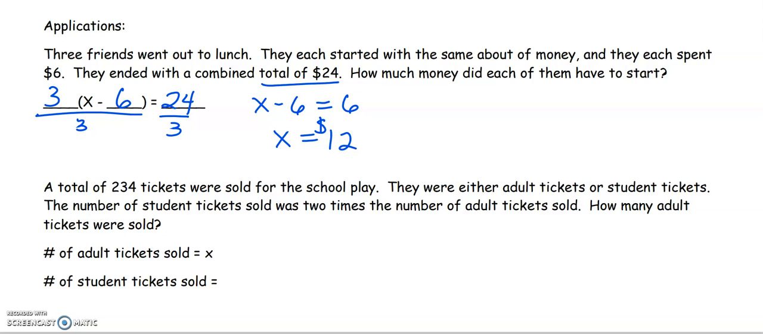The next word problem says a total of 234 tickets were sold for the school play. There were either adult tickets or student tickets. The number of student tickets sold was 2 times the number of adult tickets. So we're going to represent our adult tickets with an x. So the number of student tickets is then 2 times the number of adult tickets. So we can represent that as just 2x, twice as many adult tickets, I should say.